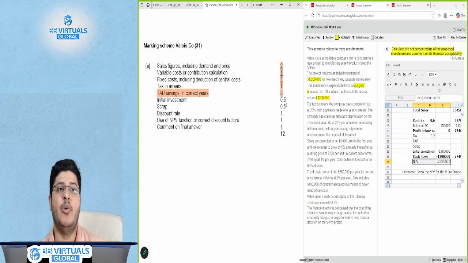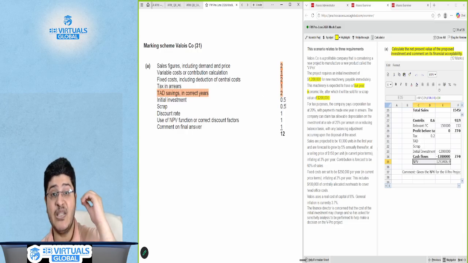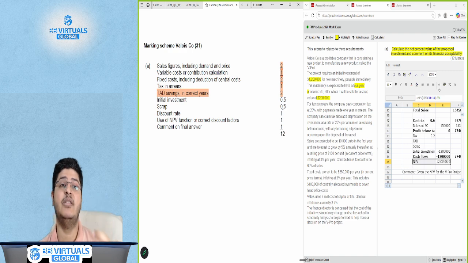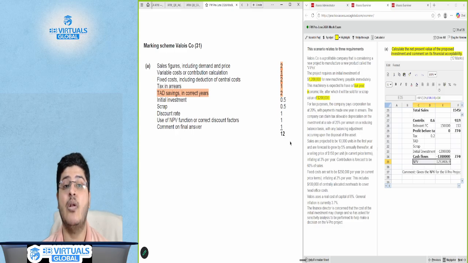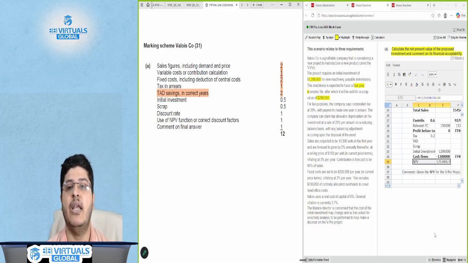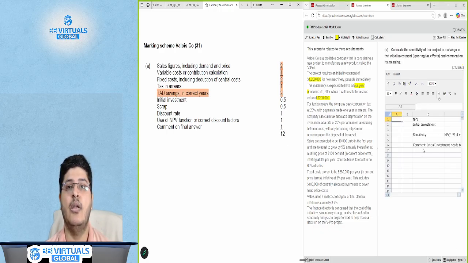Initial investment gives you 0.5 marks, scrap gives you 0.5 mark. Even just putting the initial investment in year 0, putting the scrap value in year 4 gives you half a mark. Discount rate calculation of 12% gives you 1 mark. Use of NPV function or discount factors as the case may be gives you 1 mark. Comment finally gives you 1 mark. So out of 12 marks, even if your answer is incorrect, even if you've done some of these steps correctly, you can easily score 7, 8, 9, 10 marks even if one of these steps was incorrect. Okay, let us go to the next one.